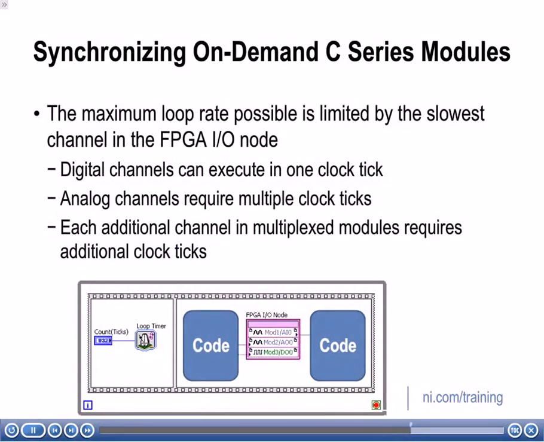Just one thing to keep in mind, the maximum loop rate possible is limited by the slowest channel in that FPGA I/O node. So think about the different channels that you have in there. If you have a digital channel, you know that's going to execute within one clock tick. Analog channels, again, are going to require multiple clock ticks usually. So analog input is going to require several clock ticks. Also, if you have a multiplex module, then each additional channel in there, because it's multiplex, is going to require some additional clock ticks.